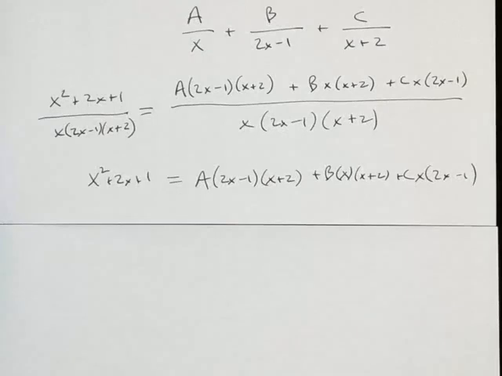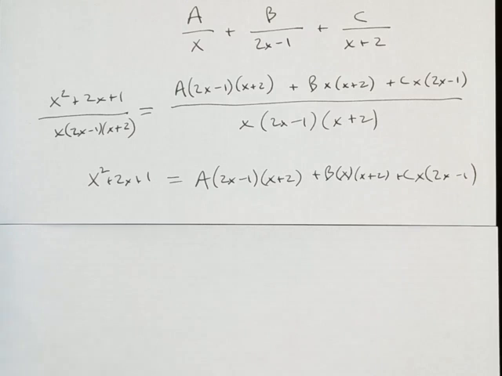Well, over there on the right, I could multiply all that out. And I could gather all my like terms. And then whatever x squared I have on the left has to be equal to the x squared on the right. Whatever x I have on the left has to be equal to the x on the right. Whatever constant I have on the left has to be equal to the constant on the right. Yes? So let's multiply all that out.